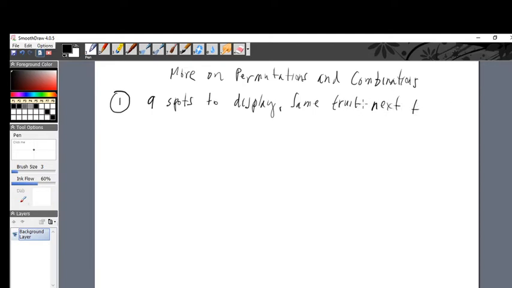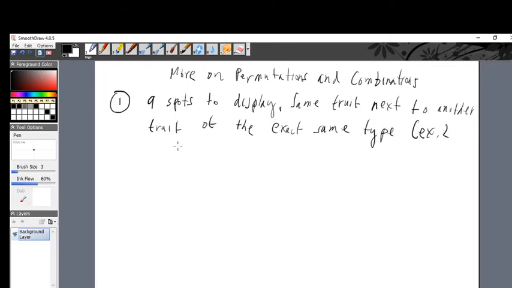So the same fruit next to another fruit of the exact same type, for example two oranges next to each other, are not considered a distinct order.